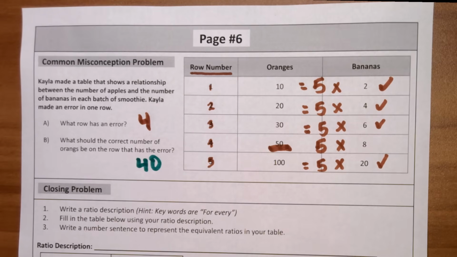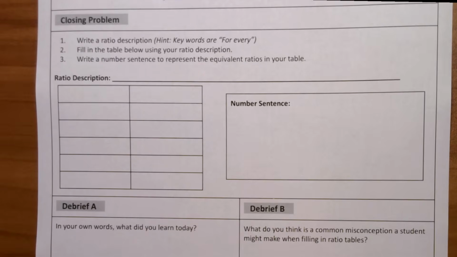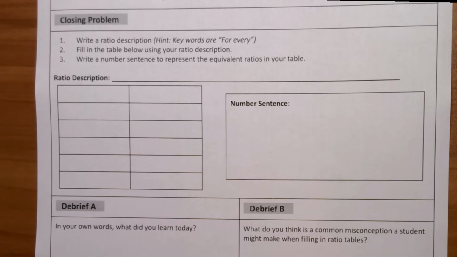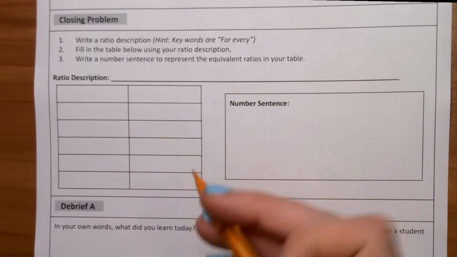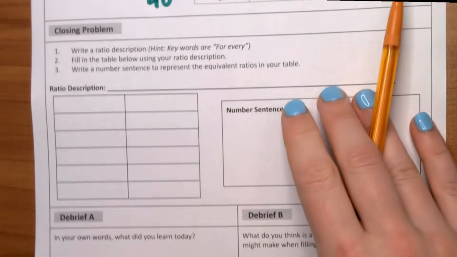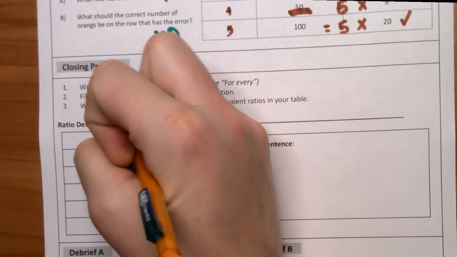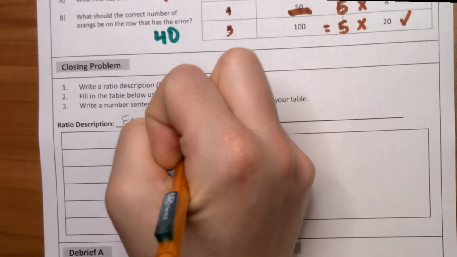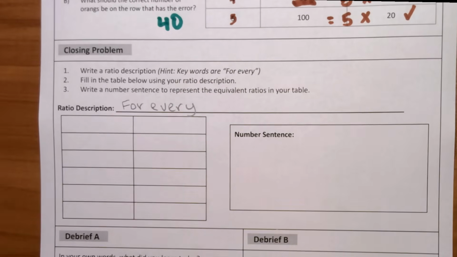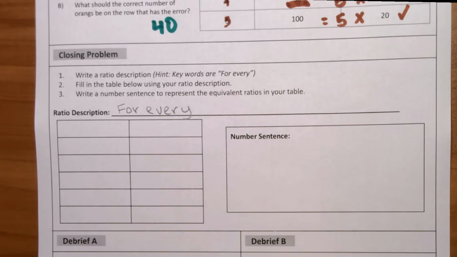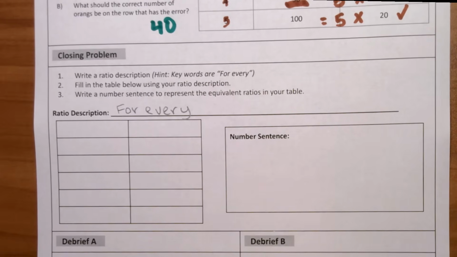All right, our closing problem says, write a ratio description, fill in the table below using your ratio description, and write a number sentence to represent the equivalent ratios in your table. I gave you a little hint to get you started up here. We could say, in this example, for every 10 oranges, there are 2 bananas. You're coming up with your own. So you can start with for every, figure out what 2 quantities you want to talk about. Maybe it's pencils to paper, soccer balls to baseballs, whatever it is, write it.